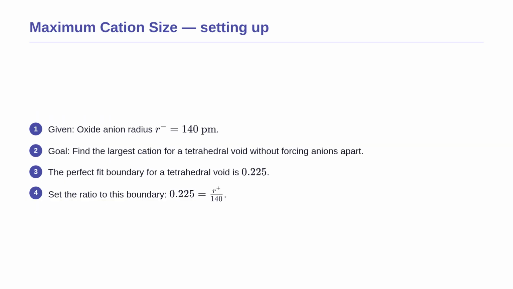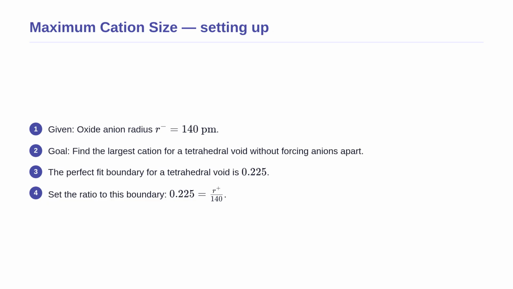Let us try a slightly more difficult applied problem. Imagine an oxide anion has a radius of 140 picometers. What is the absolute largest cation that can fit into a tetrahedral void without forcing the oxide ions apart?